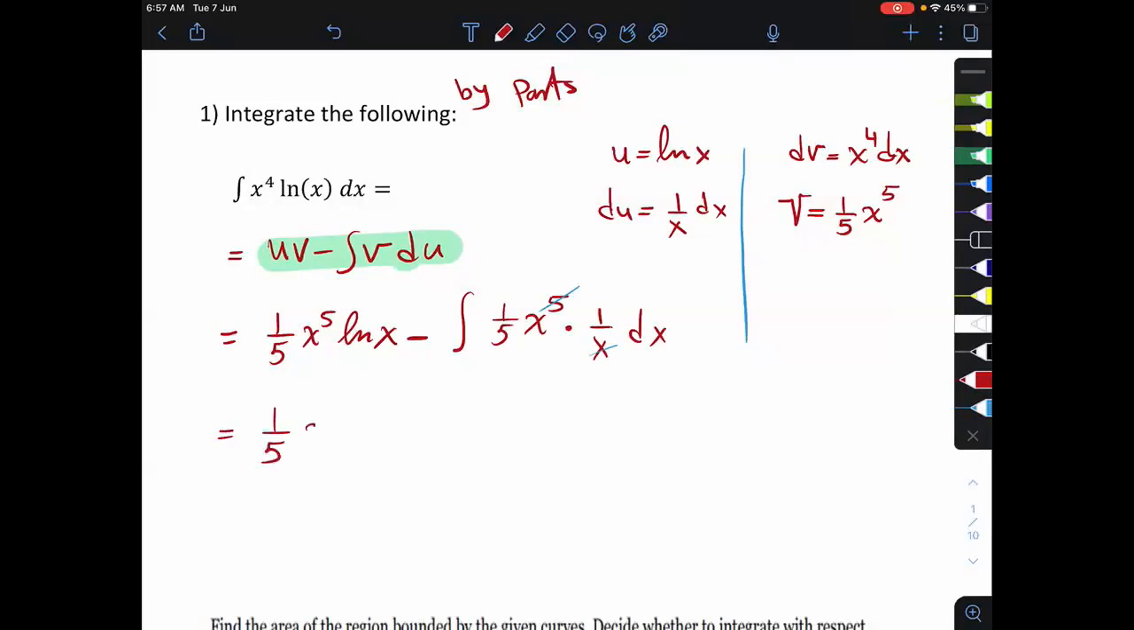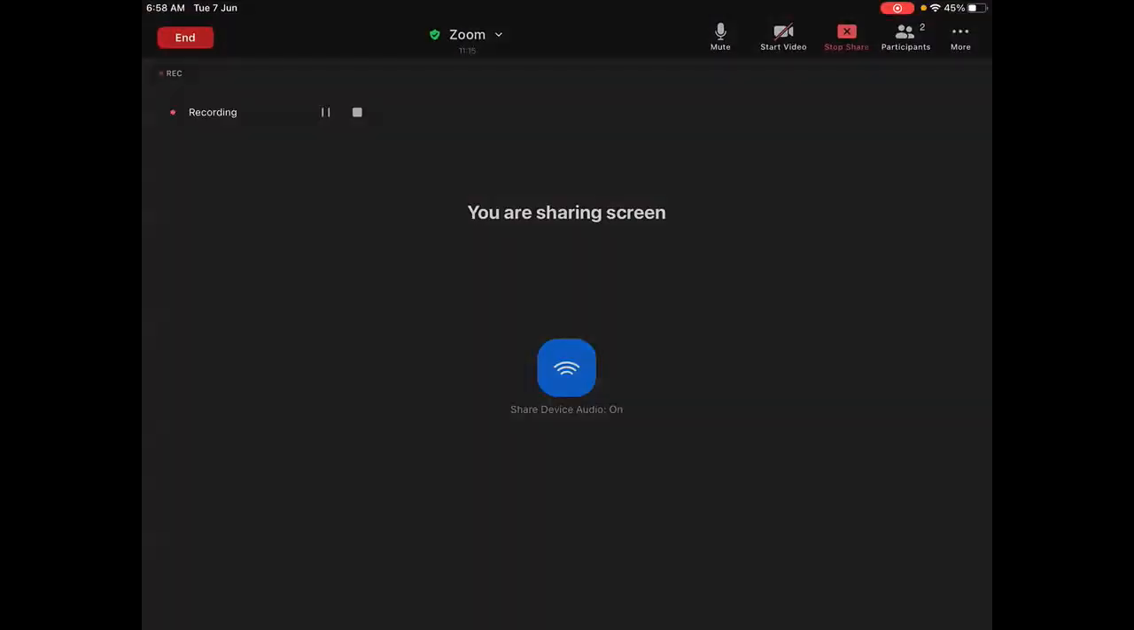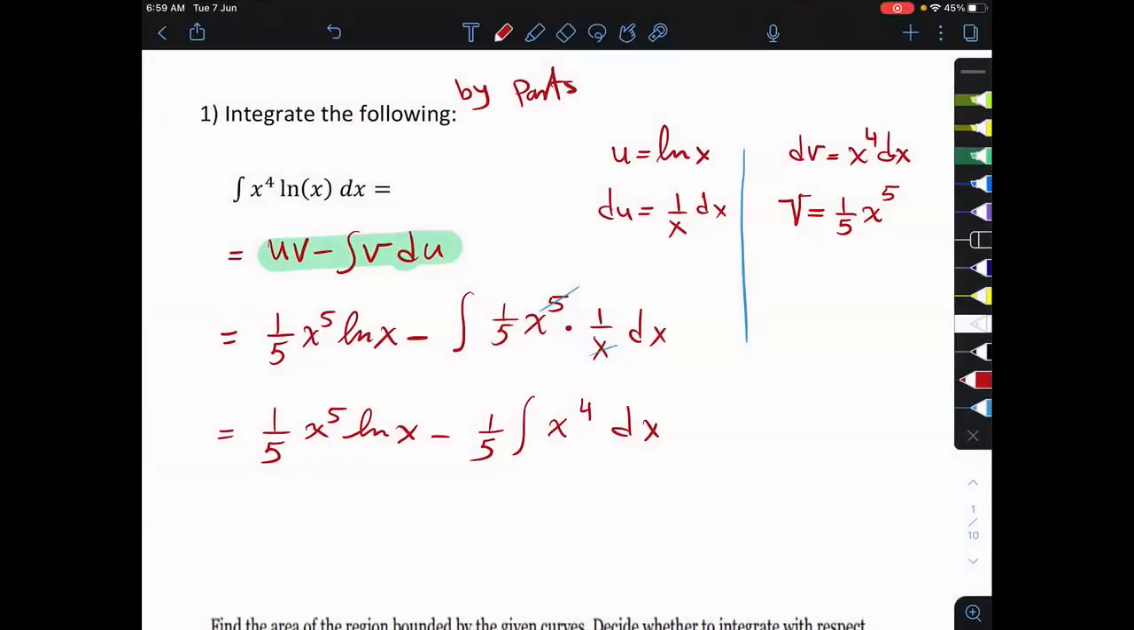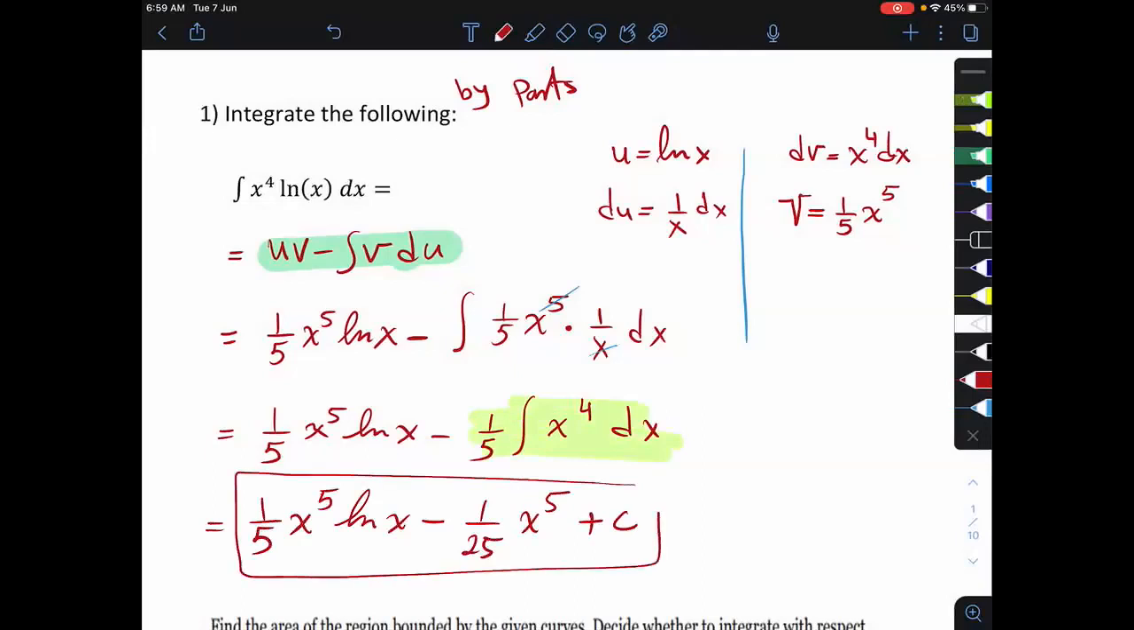And we have 1 over 5 x to the power of 5 ln x minus the integral of x to the power of 4 dx. Okay, so 1 over 5 integral of x power 4 dx. The first part stays the same. Minus, what's the integral of 1 over 5 x to the power of 4? We just add 1 to the power and divide by the new power. So it's 1 over 25 x power 5 plus c. So this is our final answer.